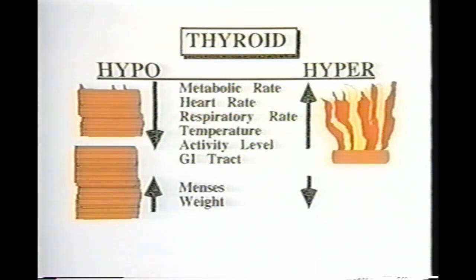So, now, if we look at the next picture where we actually see the comparison between the hypothyroid patient with the very slow metabolic rate, slow heart rate, and the hyperthyroid patient with a very, very rapid metabolic rate who is always on the go, always busy, always doing things. So you can see that they really present very differently.